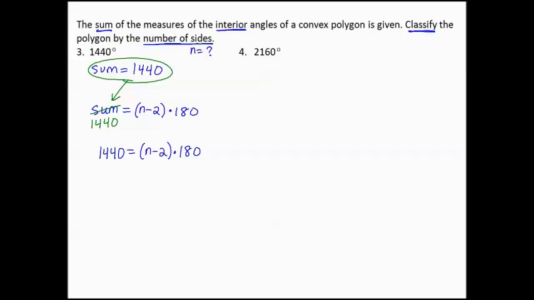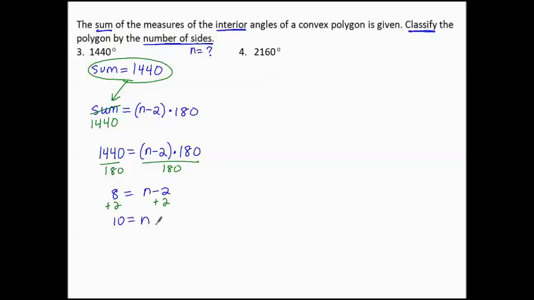Think about how we can undo this. This is multiplied to 180, so we're going to divide by 180. So we get 8 equals n minus 2. How do we make the minus 2 go away? Plus 2. So ultimately we have 10 equals n. The number of sides is 10.